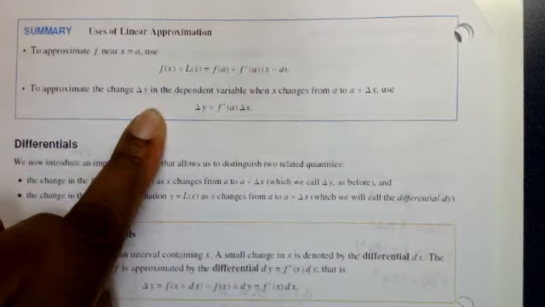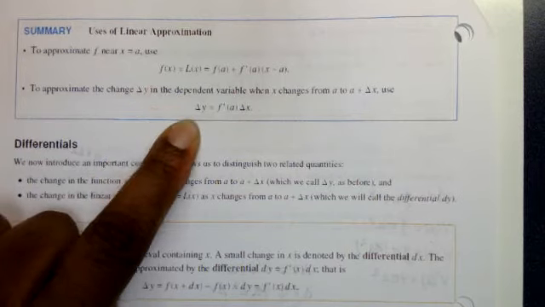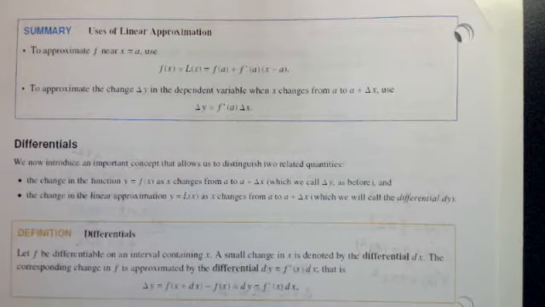But to approximate the change in y, the dependent variable, when x changes from a to a plus delta x, then you'll use this. The delta y is approximately equal to f prime of a times delta x, which is what we use in those previous 2 examples.